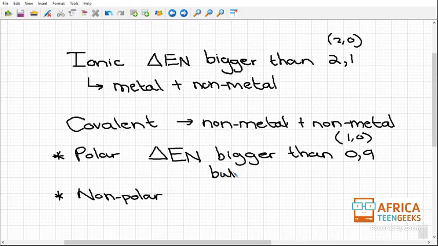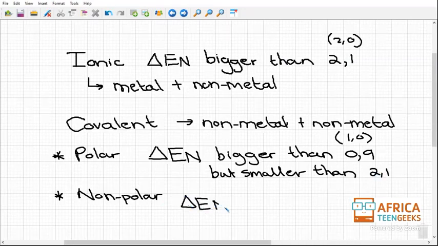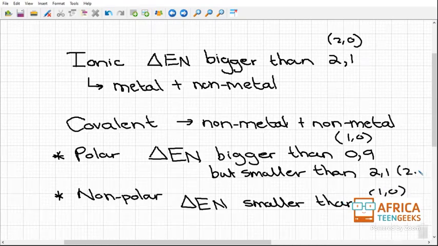But obviously, it has to be smaller than the ionic one. And non-polar just has to be smaller than 0.9. Again, you can just remember the value 1. Here you could remember 2.